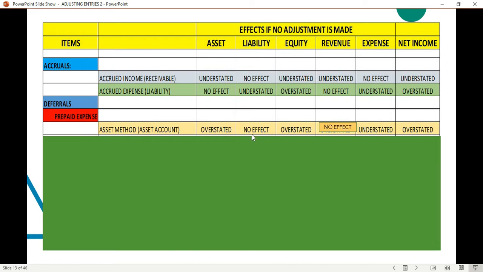And then what will happen to your liability? No effect. We'll proceed directly to revenue. No effect. Then expense. Since it was an asset at the start and you were not able to recognize your expense portion, your expense will be understated. And what happened to your net income? Revenue is the correct amount, and you have an understated expense, so your net income will be overstated. Since income is overstated and you will be closing it to equity, equity also will be overstated.